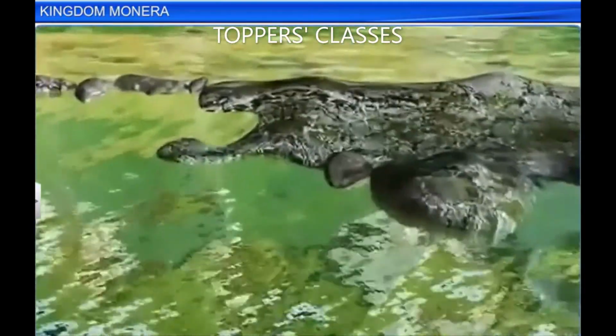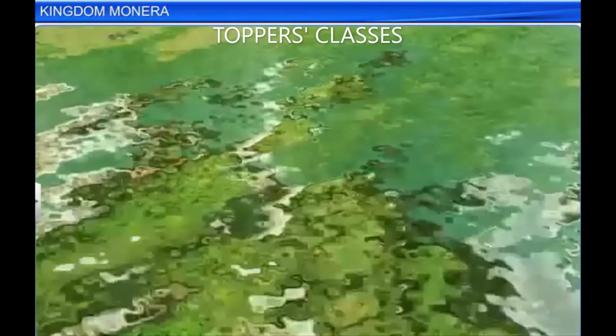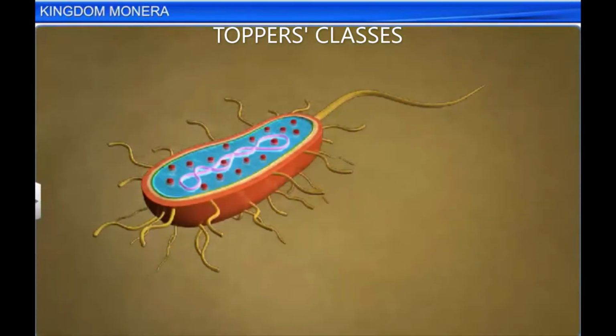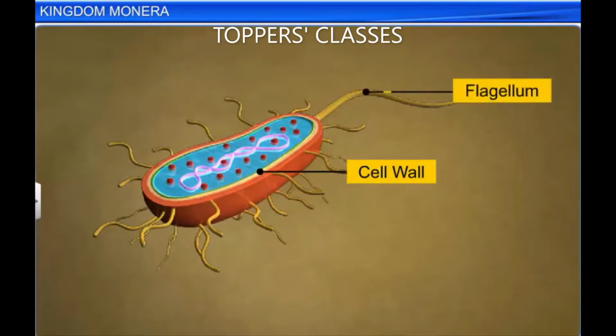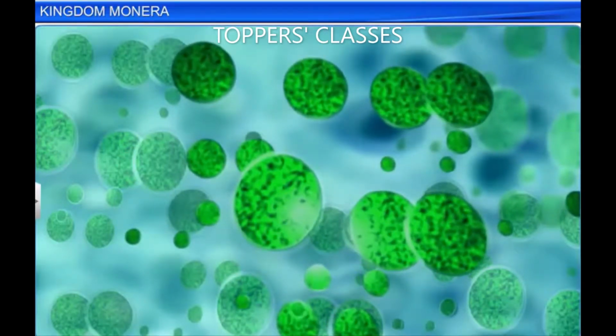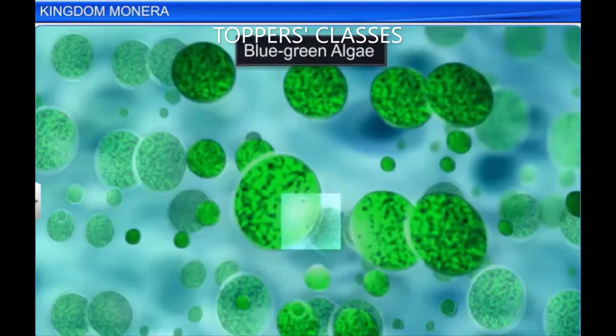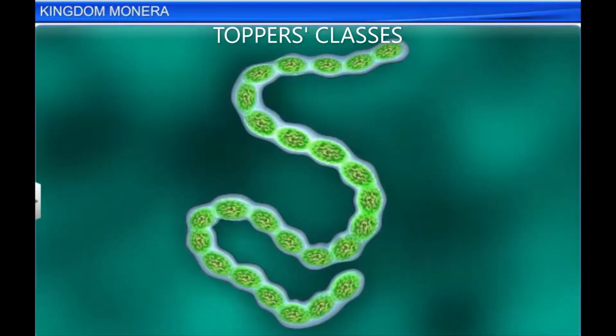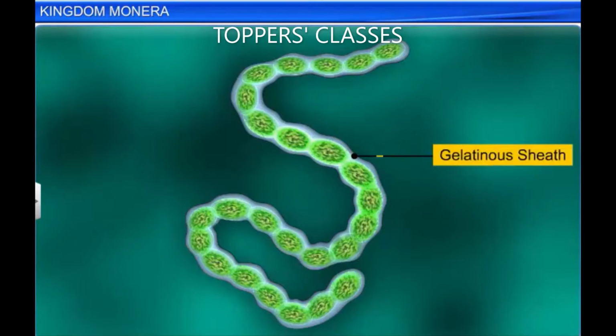There are thousands of different eubacteria or true bacteria. They are characterized by the presence of a rigid cell wall and, if motile, a flagellum. Cyanobacteria, commonly known as blue-green algae, are examples of eubacteria. They are unicellular, filamentous algae that live in colonies. Their colonies are usually surrounded by gelatinous sheaths.